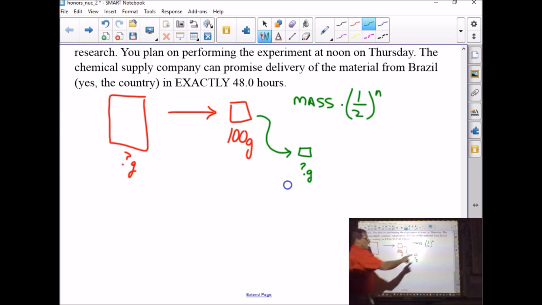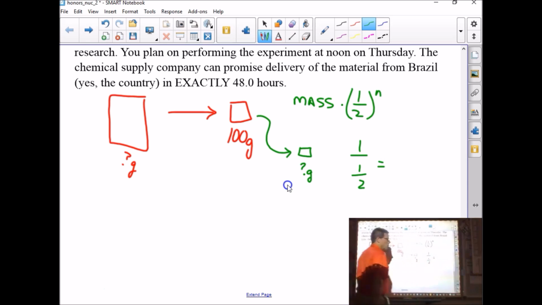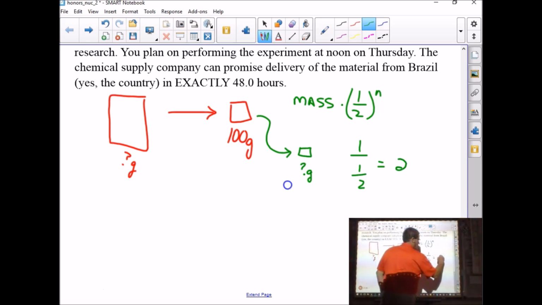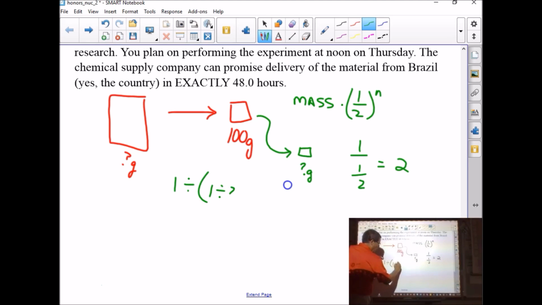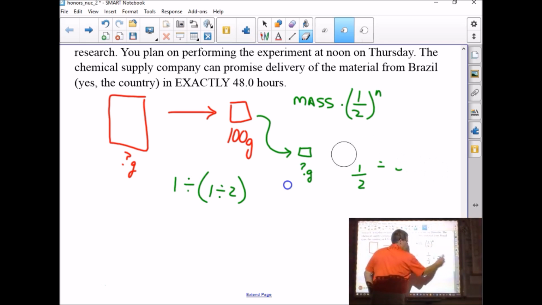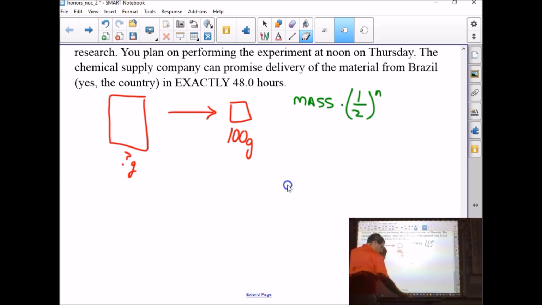Exactly. We're going to take the inverse of this. So if I take the inverse of 1/2, what does that equal? 2. When you take 1 divided by 1 divided by 2 and type that in on your calculator, it probably wouldn't work because you'll have to do 1 divided by parentheses 1 divided by 2. What does that give you? 2. Yeah.